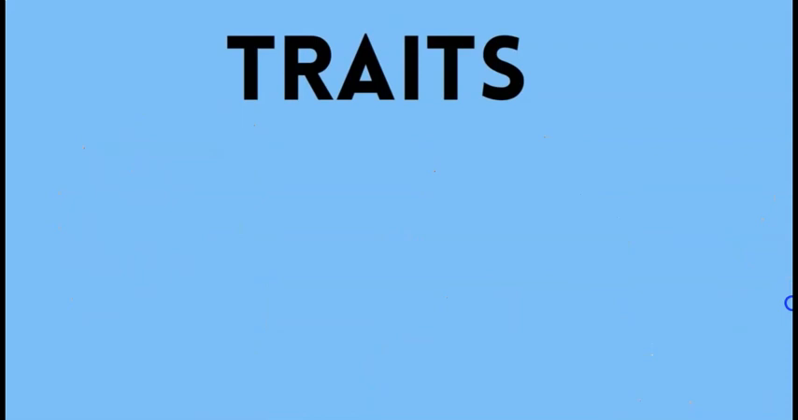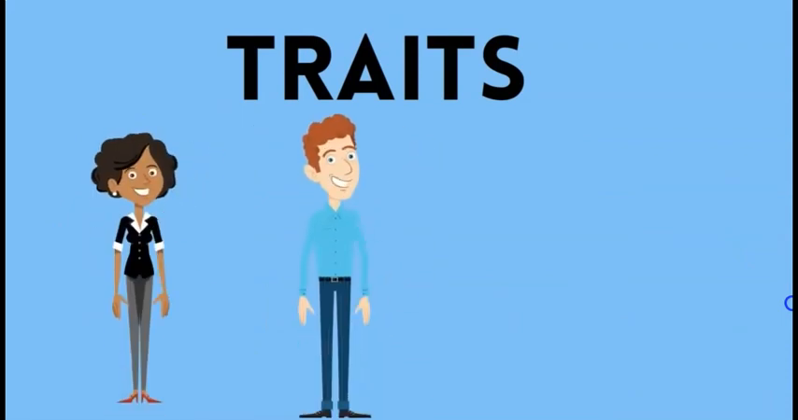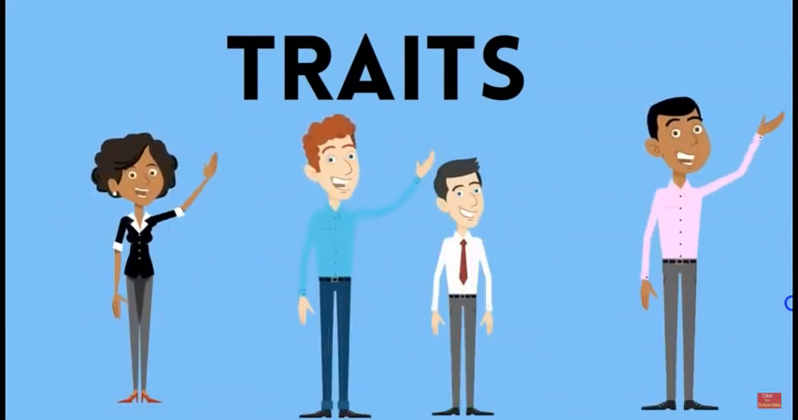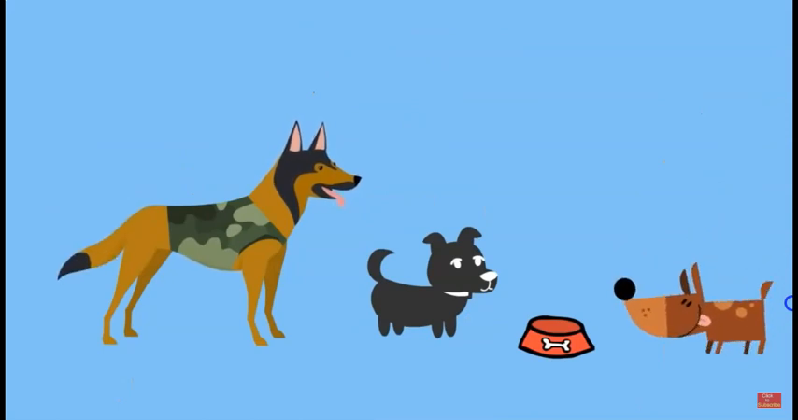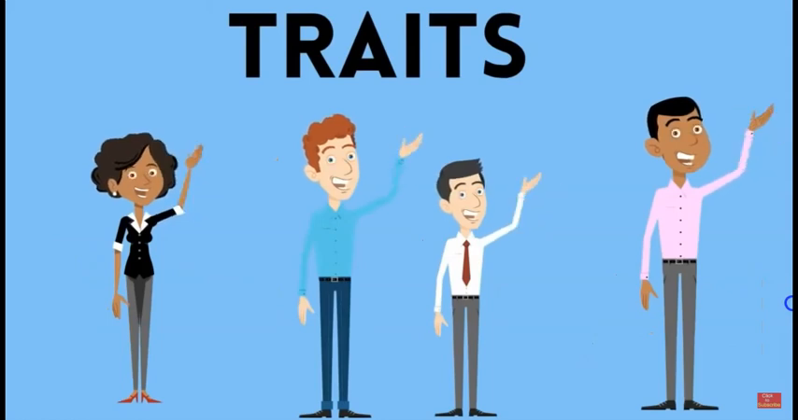Traits are characteristics or features that can be passed from one generation to another. Some examples include hair color, height, skin color, or gender. With dogs, it could be long tails versus short tails, long ears or short ears, or maybe even the shape of the nose. Each of these factors can be passed genetically to another generation.